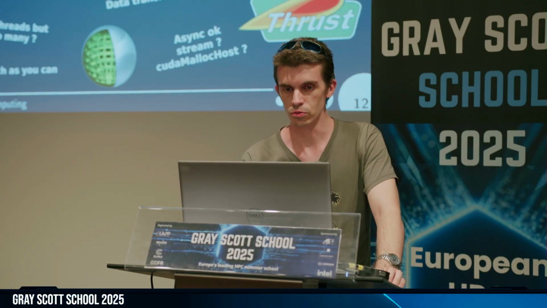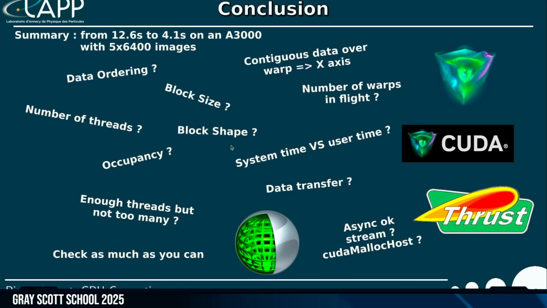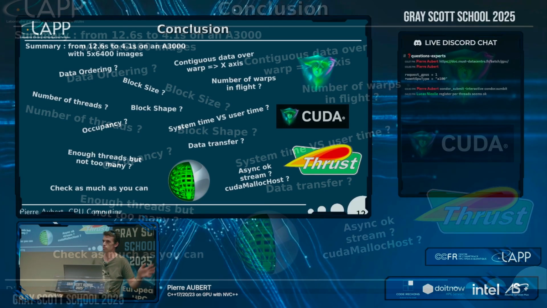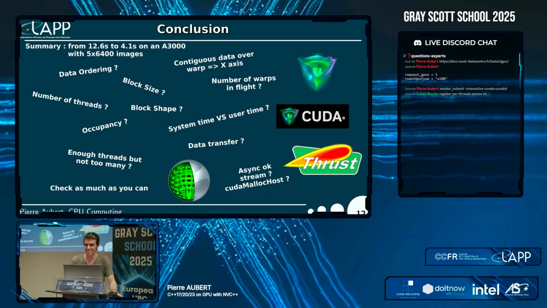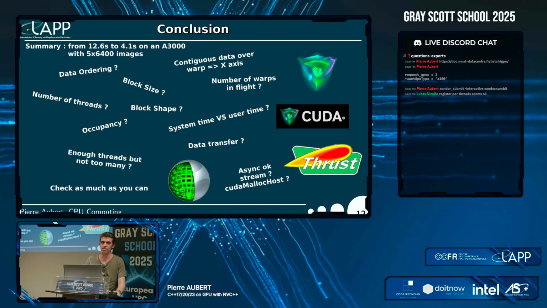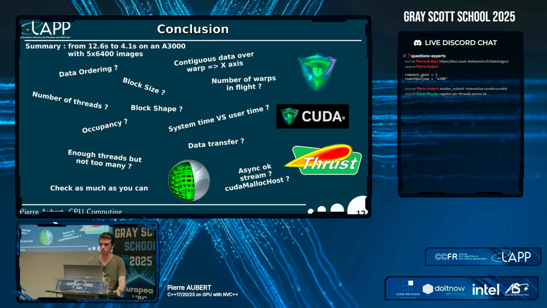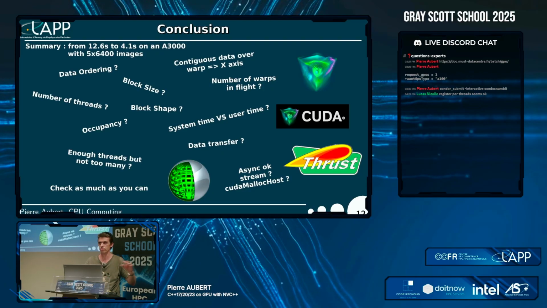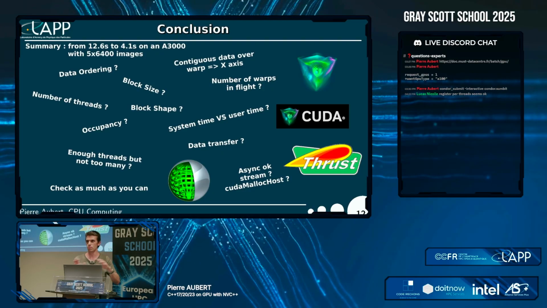You also want to get the block shape, really important. So the warp, the size of the warp, the occupancy, the number of threads, the data transfer, the asynchronism, but it's quite difficult also, and check as much as you can. If you want to have the correction, I just have to merge it, and you will have too many examples, because I think there are maybe more than 20 examples just on the CUDA part, if you want to play with graphs, without graphs, with the asynchronism.